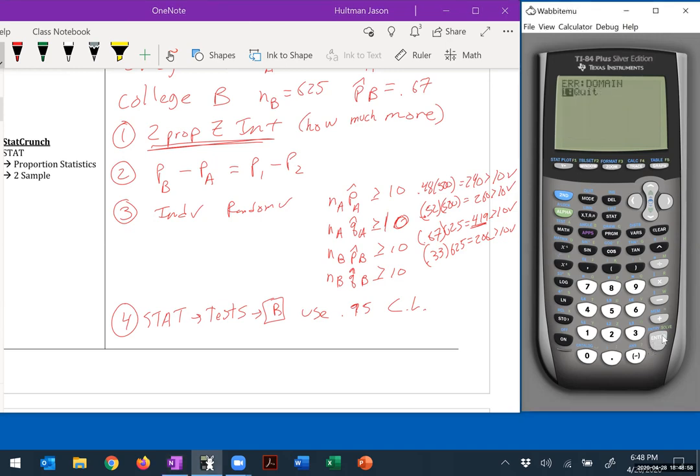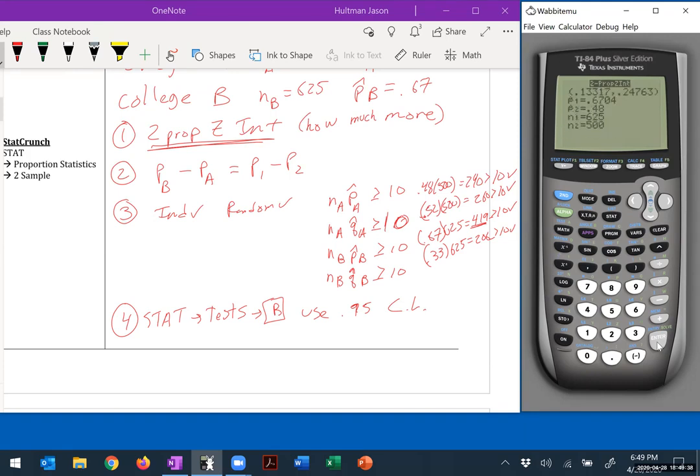So we're going to hit calculate. Oops, and it says that I have a domain error. Why is that? Let's go back here. I must have put something in wrong. Oh, I didn't put in N properly. 625, right? Boom. Now hit enter, enter, enter, enter. Oh, this one's in wrong too. 500 for that one. Enter, enter, enter.